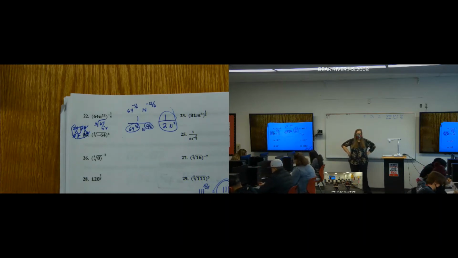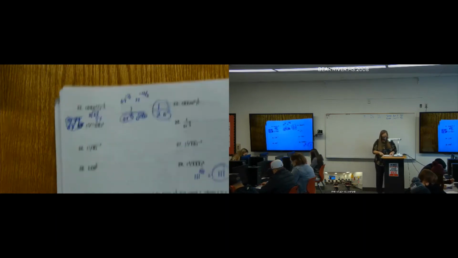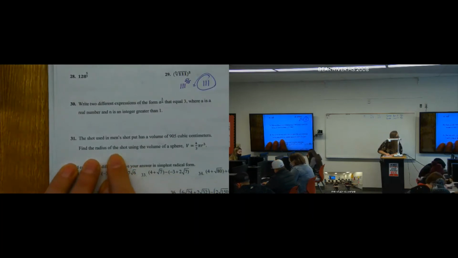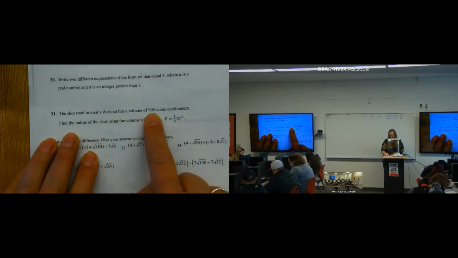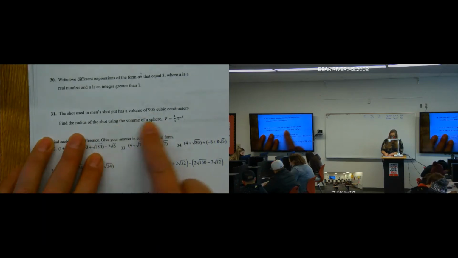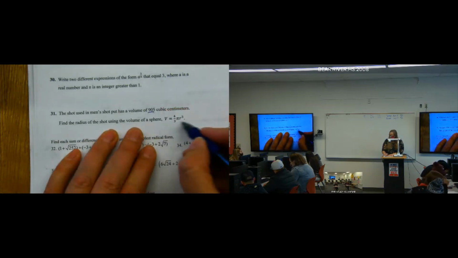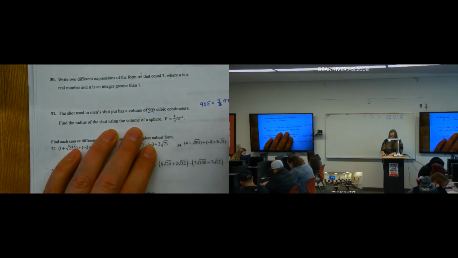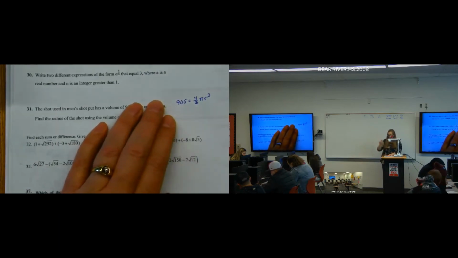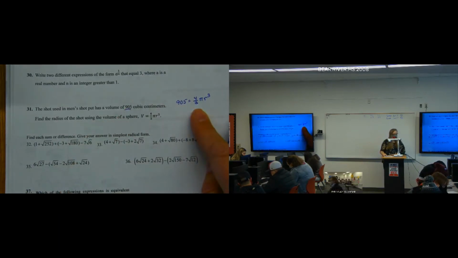Good one. Kara, good one. Which one? 31. Yeah, I'll do 31. Okay, 31 says, the shot used in a men's shot put has a volume of this. Find the radius. Well, the volume is this. Here's our formula, right? So I have 905 equals 4/3 pi r cubed. Have we done anything like this before? Maybe. Yeah, we have. It's called literal equations. What do we got to do? Solve for what? R. It wants us to find R.